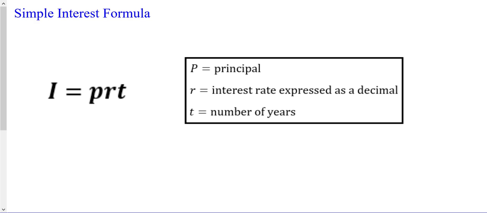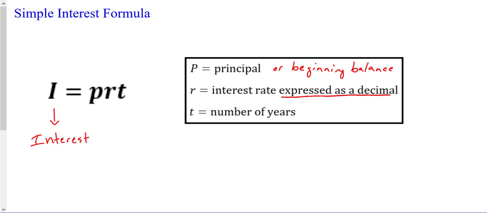In this second formula, we're going to learn about the simple interest formula. This is what we use when we only calculate interest once. So the simple interest formula is I equals PRT, where I represents interest, P is the principal or beginning balance, R is the rate. It is always expressed as a decimal. And T is the number of years.